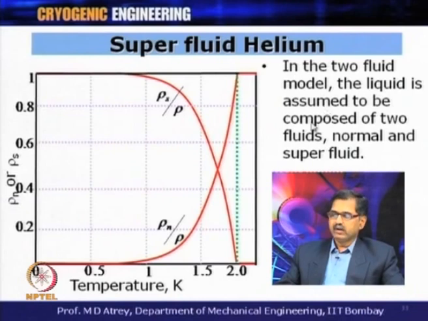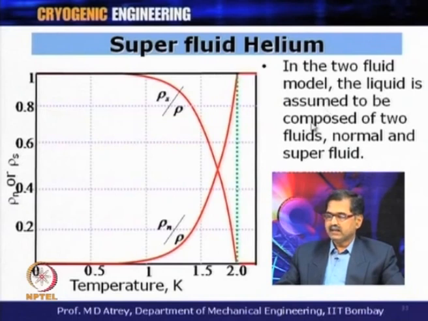Same thing is being given over here. At temperatures less than 2.17 Kelvin, as you go down from 2.17 Kelvin towards 0 Kelvin, the contribution of rho s is going to increase as per this line, while as you go to the right side, the contribution of rho n will start increasing, all right. And at the lambda point, what you got is 100% rho n, or rho is equal to rho n at the lambda point. The figure shows the temperature dependence of density below the lambda point.